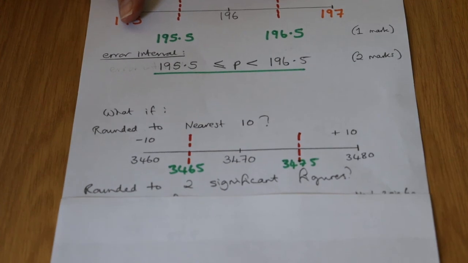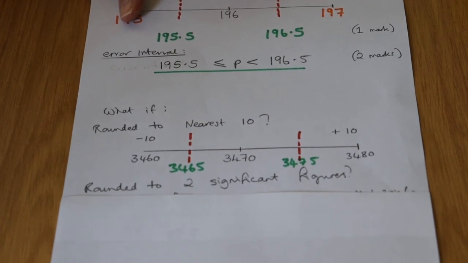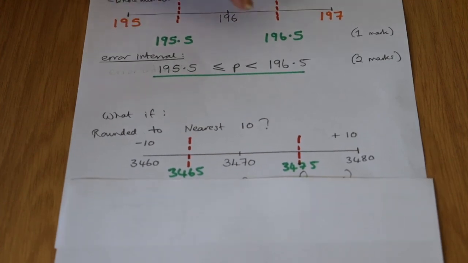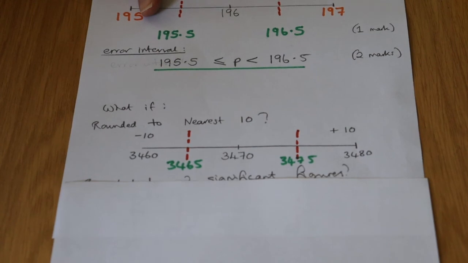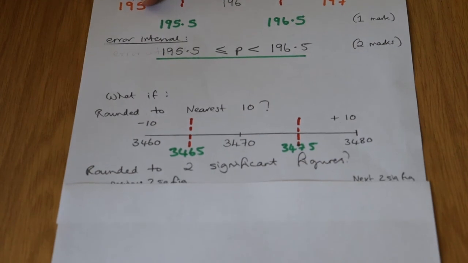So as an error interval, you would just write that as P or X and the inequality either side of these numbers. What if it was rounded to 2 significant figures?